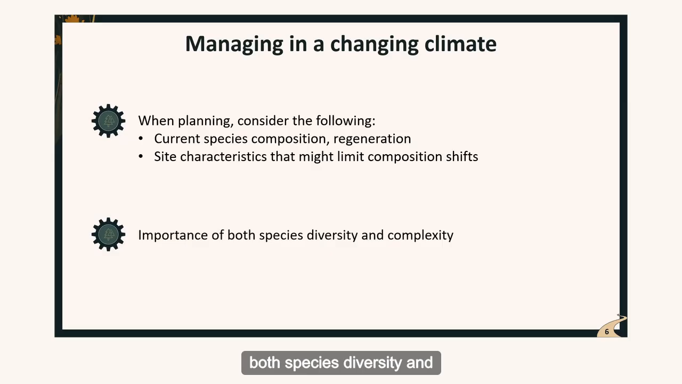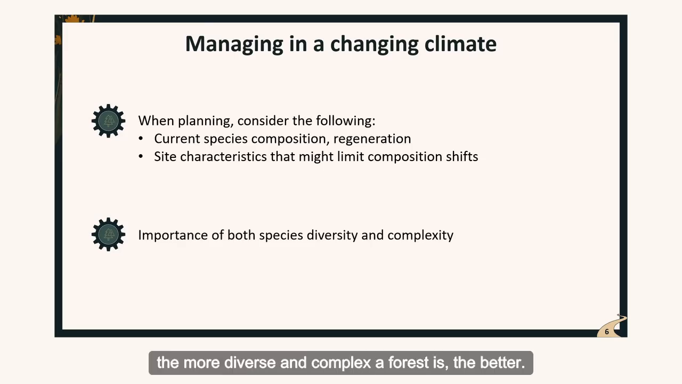Both species diversity and complexity are also important. By complexity, we mean age diversity, whether there are snags, coarse woody debris, and other natural elements. Overall, the more diverse and complex a forest is, the better.